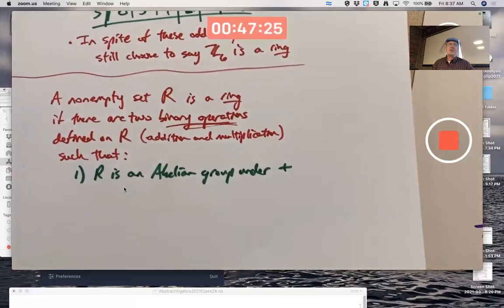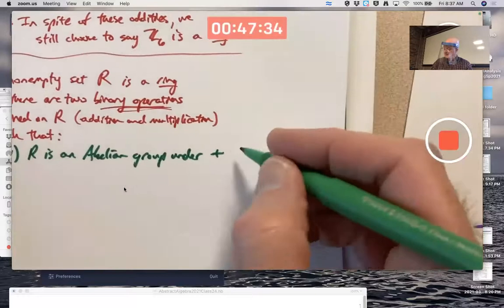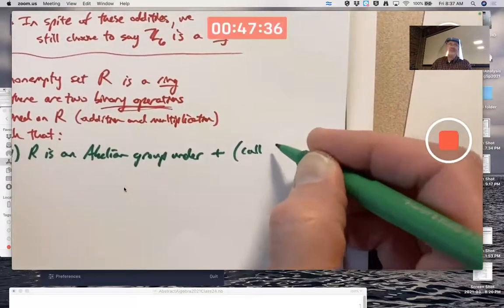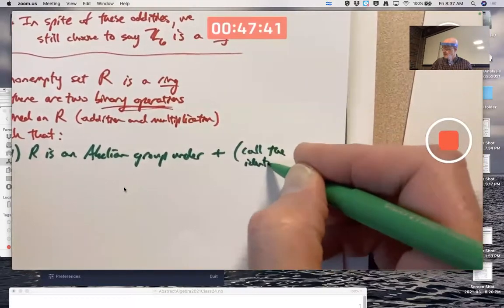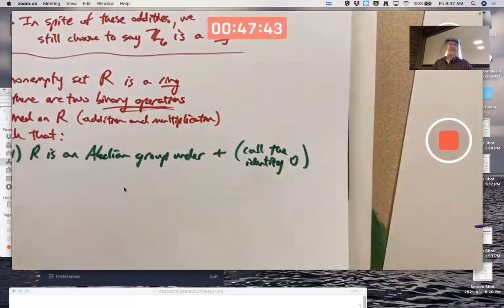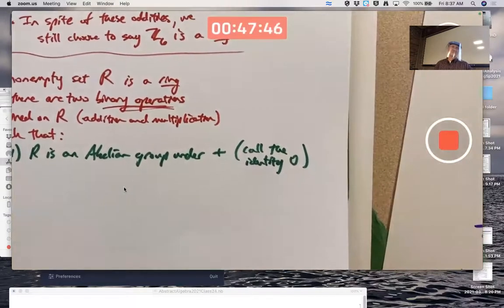I already mentioned the binary operation. It also says addition is associative. It also says there is an identity. We call the identity zero because it's under addition. We do not call it E anymore. But that zero could be the zero matrix in a matrix ring. And every element has an additive inverse.